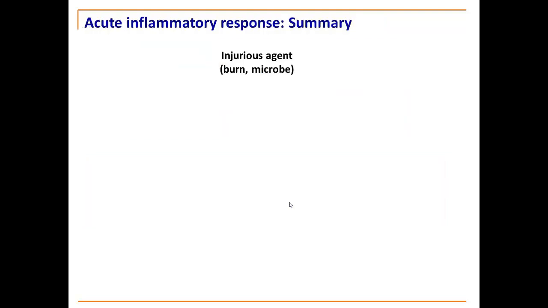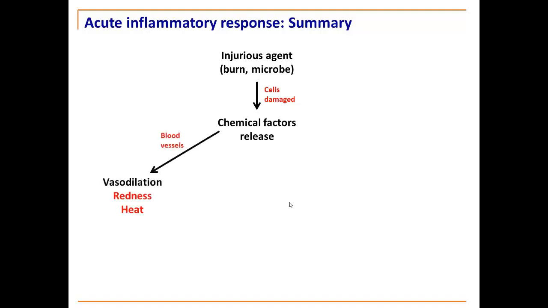So as a summary, you might get injuries. This might be a burn or a microbe. Your cells get damaged in that area, which go on to release chemical factors. And we've talked about what those chemical factors might be. So your histamines, your prostaglandins, thromboxanes, etc.